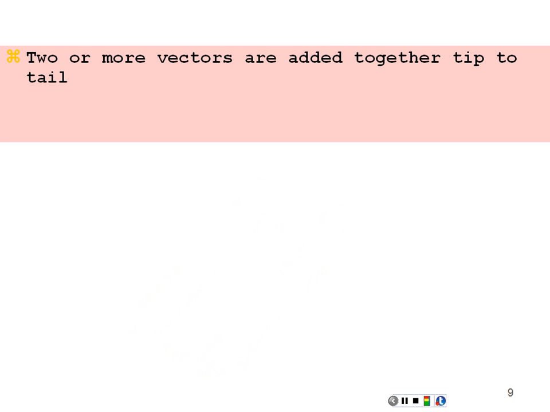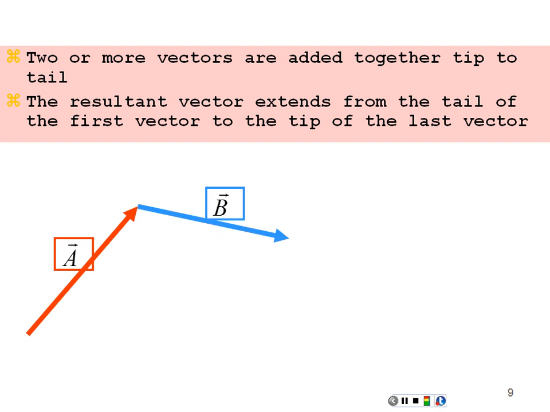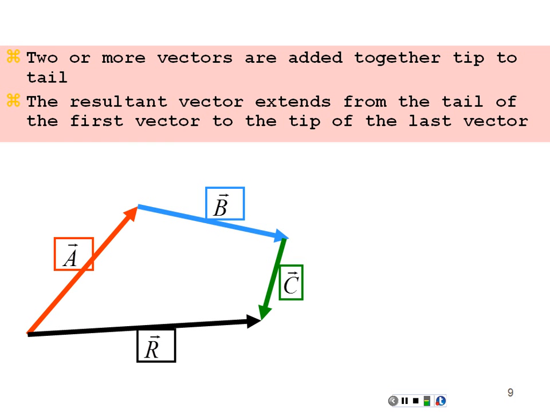Two or more vectors are added tip to tail, and the resultant vector extends from the tail of the first vector to the tip of the last vector. Here's an example. Here's vector A. I'm going to add vector B to it, and add vector C to that, tip to tail. So I end up with A added tip to tail to B, added tip to tail to C, and I go from the tail of A to the tip of C, and that's my resultant vector.